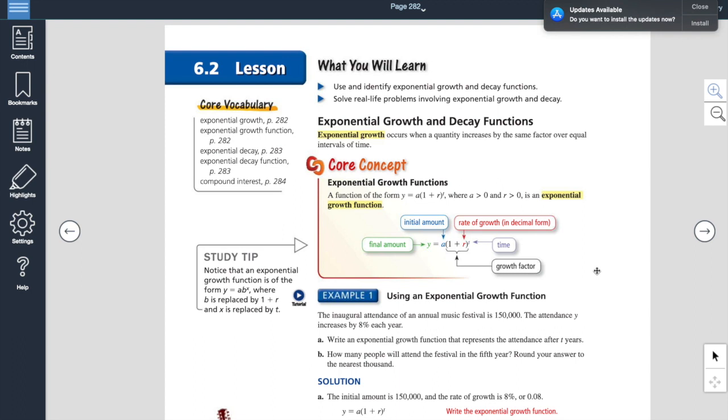All right, let's take a look at the ebook for this, which is going to be on page 282. Remember, we're dealing with section 6.2 this week, and only the one section. There's a lot with this one, and it is on exponential growth and decay and a few applications for it.